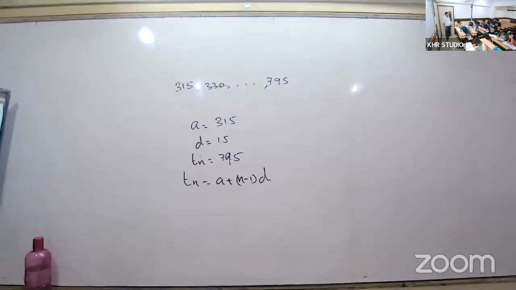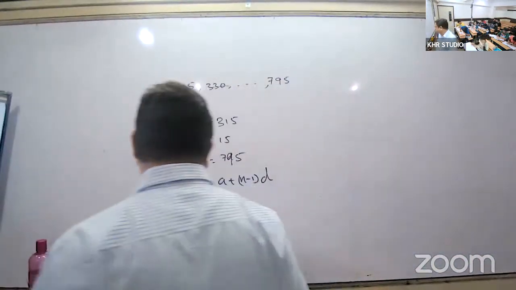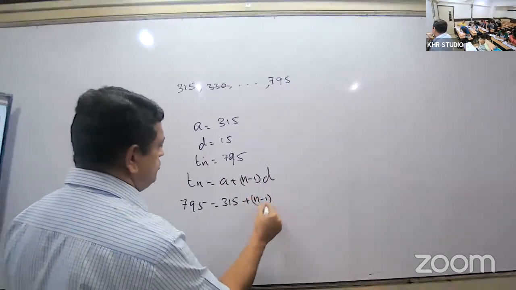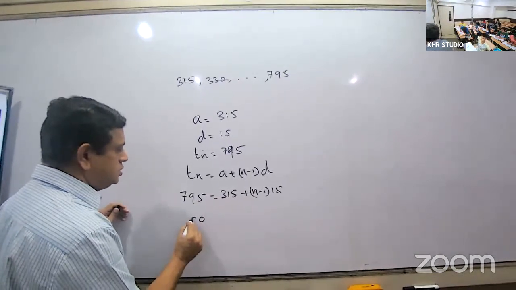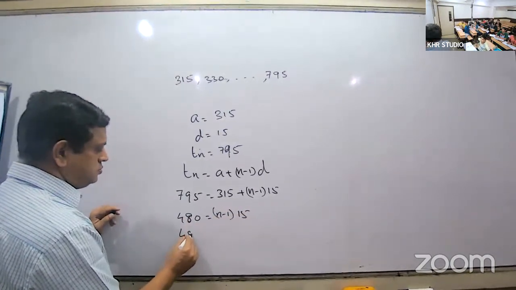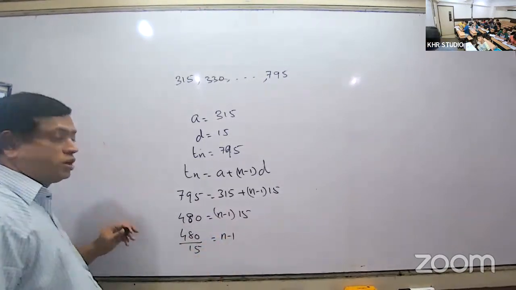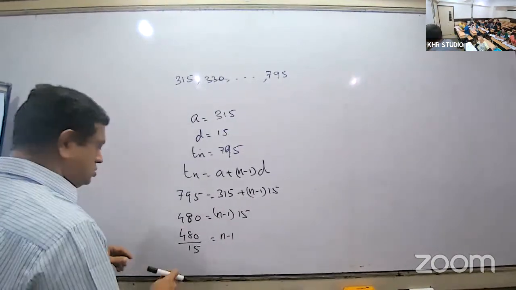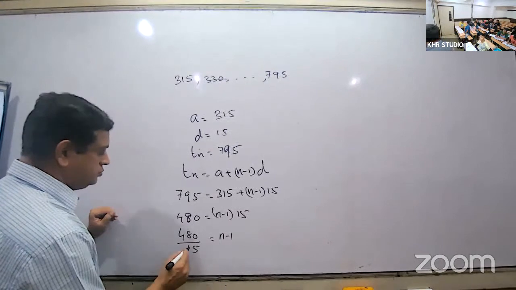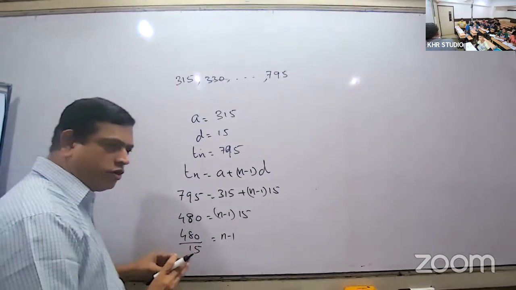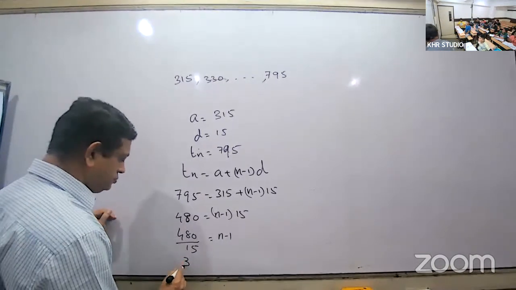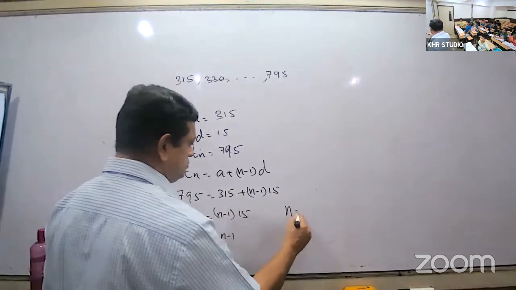Got the answer? 795 is equal to 315 plus n minus 1 into 15. If you subtract, you will get 480 is equal to n minus 1 times 15. So we can divide by 15. Any method you can do. Yes or no? 34, got it or not? Sorry, 32. So finally n is equal to 32.